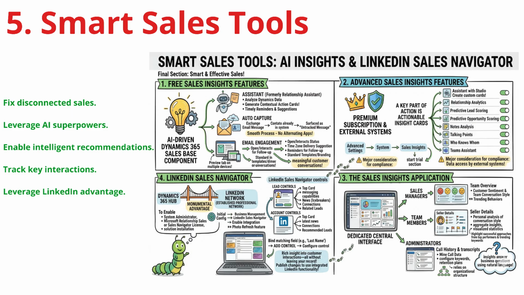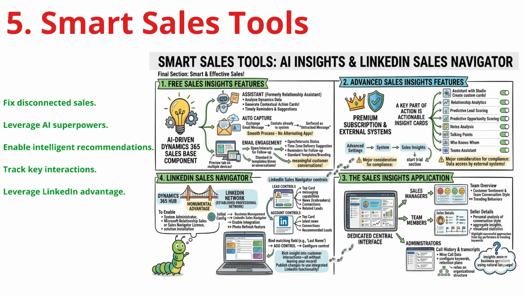Finally, Quadrant 4 integrates LinkedIn Sales Navigator, a true monumental advantage. Administrators enable this via an initial configuration in Business Management, synchronizing photos. Users enjoy specialized lead and account controls on forms. Lead controls present the top card and news. Account controls show company news and recommended leads. Users bind a matching field to add these controls. The entire setup provides rich, modern insight into customer interactions, all without leaving your Dynamics record.